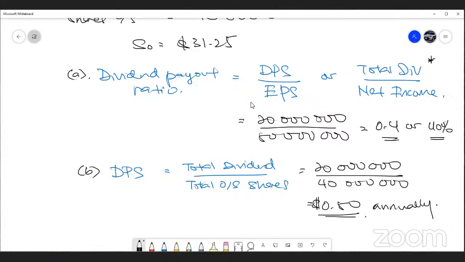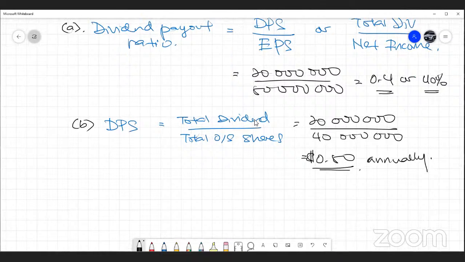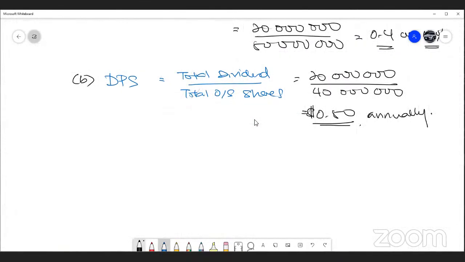Okay, this is B, 50 cents annually. All right. Moving on to C. C, same question as B, but now they ask you quarterly nominal dividend per share, assuming Well-bred pays dividend in equal quarterly payments. So now you're talking about DPS quarterly.